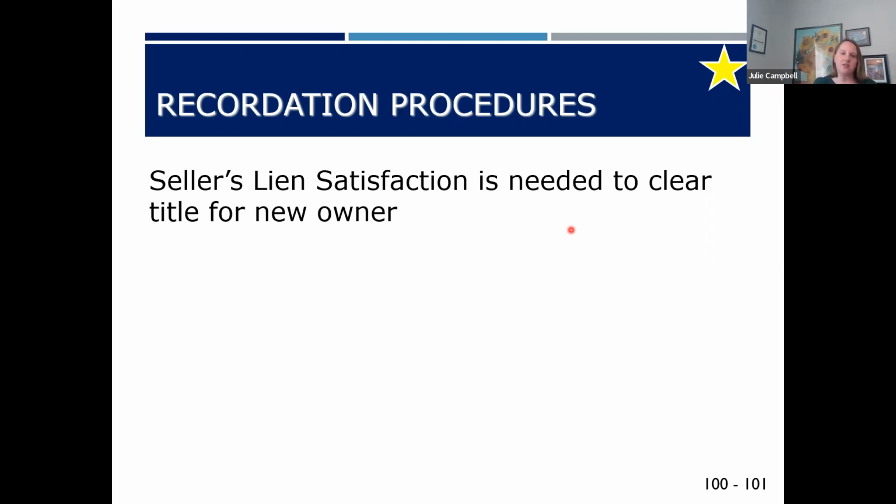So we're going to pay off the seller's outstanding liens. The attorney is going to file a lien satisfaction. Once all of that is cleared and the seller's liens are taken care of, then and only then can we record the buyer's new deed. So when the attorney records the buyer's new deed, everything else has been cleared. Everything else has been taken care of.